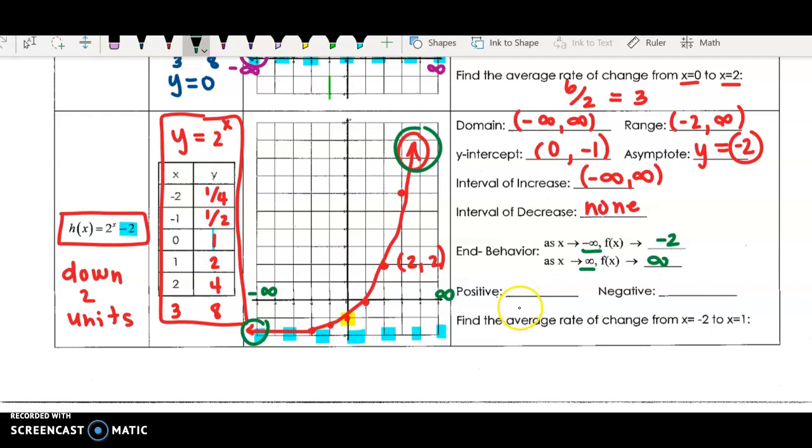Now we'll talk about the positive and negative intervals of our graph. The positive interval is the part of the graph measured on the x-axis where the graph is above the x-axis in the positive zone. So the function itself crosses the x-axis at x equals 1. And this function is above the x-axis everywhere to the right of that dividing line. So the interval that is positive will go from 1 to positive infinity.